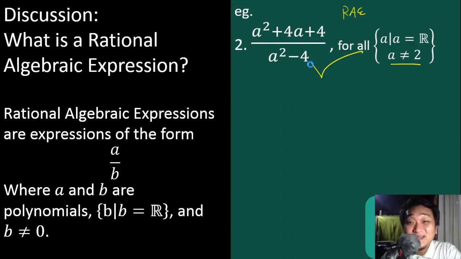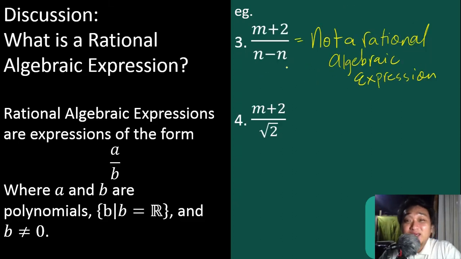Did you get it? Okay. With the number 3, any real number you plug in for n will still make it 0. There is no other possible value for n that will not make it 0. So its category is: it is not a rational algebraic expression. Okay? Let us try number 4. Is it a rational algebraic expression?